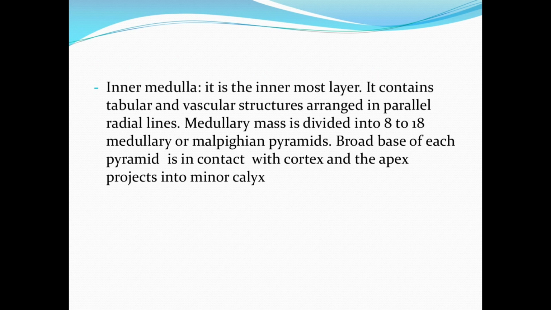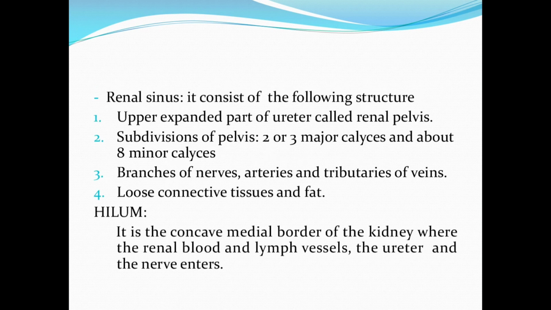Moving on to the inner medulla. It is the innermost layer. It contains tubular and vascular structures arranged in parallel radial lines. The medullary mass is divided into 8 to 18 medullary or Malpighian pyramids, or renal pyramids. The broad base of the pyramid is in contact with the cortex and the apex projects into the minor calyx.